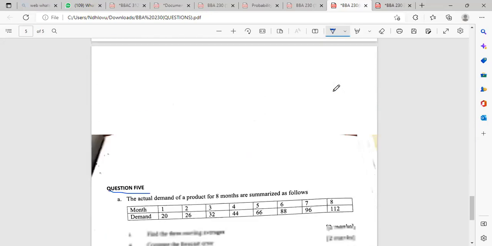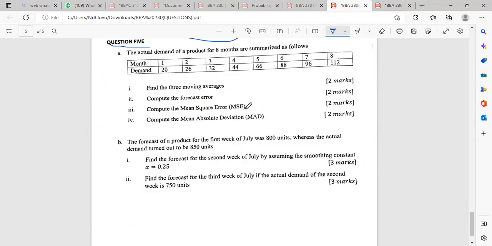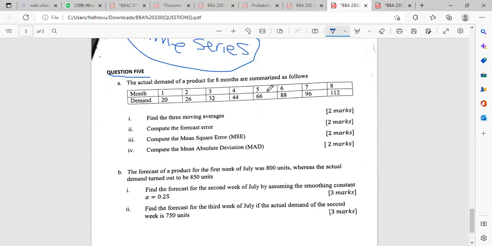All right, so question 5 is on time series. So now what is going to happen here is we have the actual demand of a product for 8 months summarized as follows. So we have been given month 1 through to month 8, and then we have the demand. So the demand there is 20.